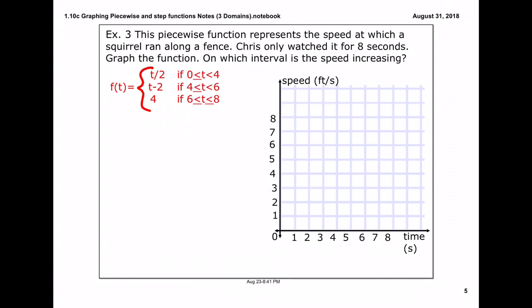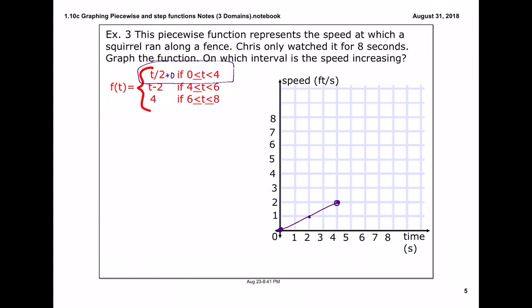So the first piece of our function that we're going to look at is this top piece. So we know that our slope is up 1 over 2, and we're starting from 0, 0. And the squirrel ran at this rate for 4 seconds. So when we get to 4, our line stops. It's a solid dot on 0, an open dot on 4 because it's not equal to.